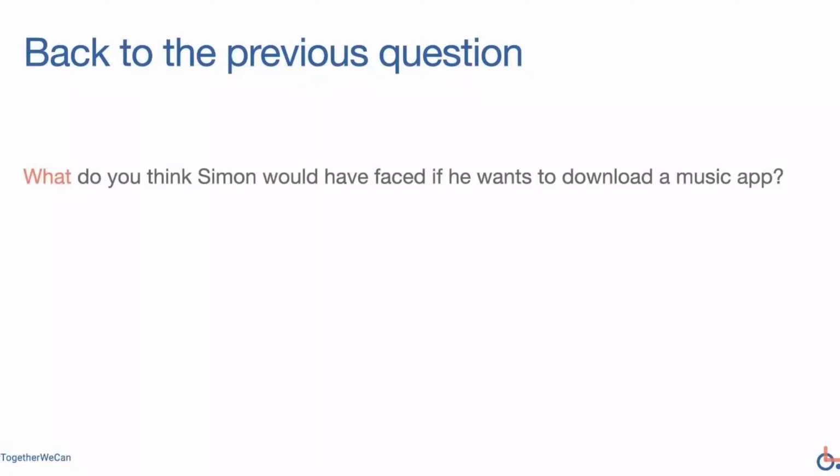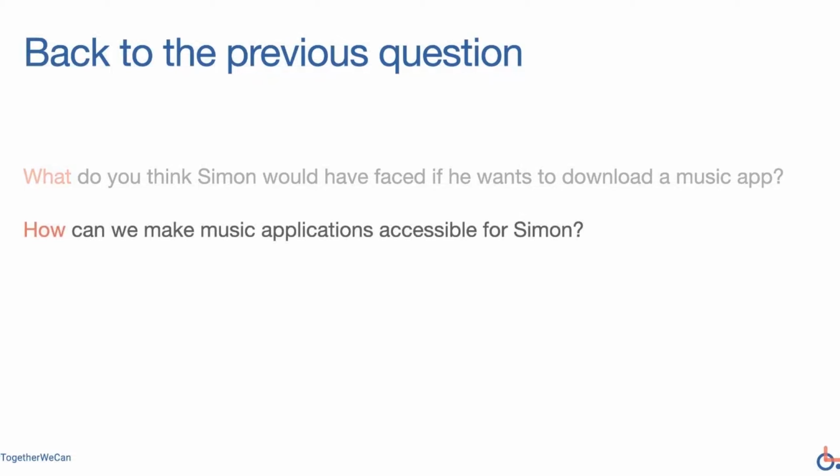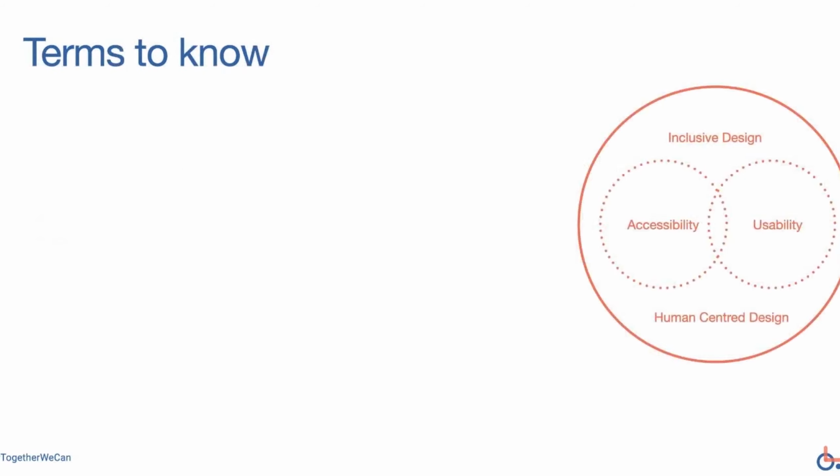What do you think Simon would have faced if he wants to download a music app? Or you know what? Let me ask a better question: how can we make music applications accessible for Simon? For us to answer the question, we need to understand the term accessibility. So accessibility is creating a product that can be used by everyone.